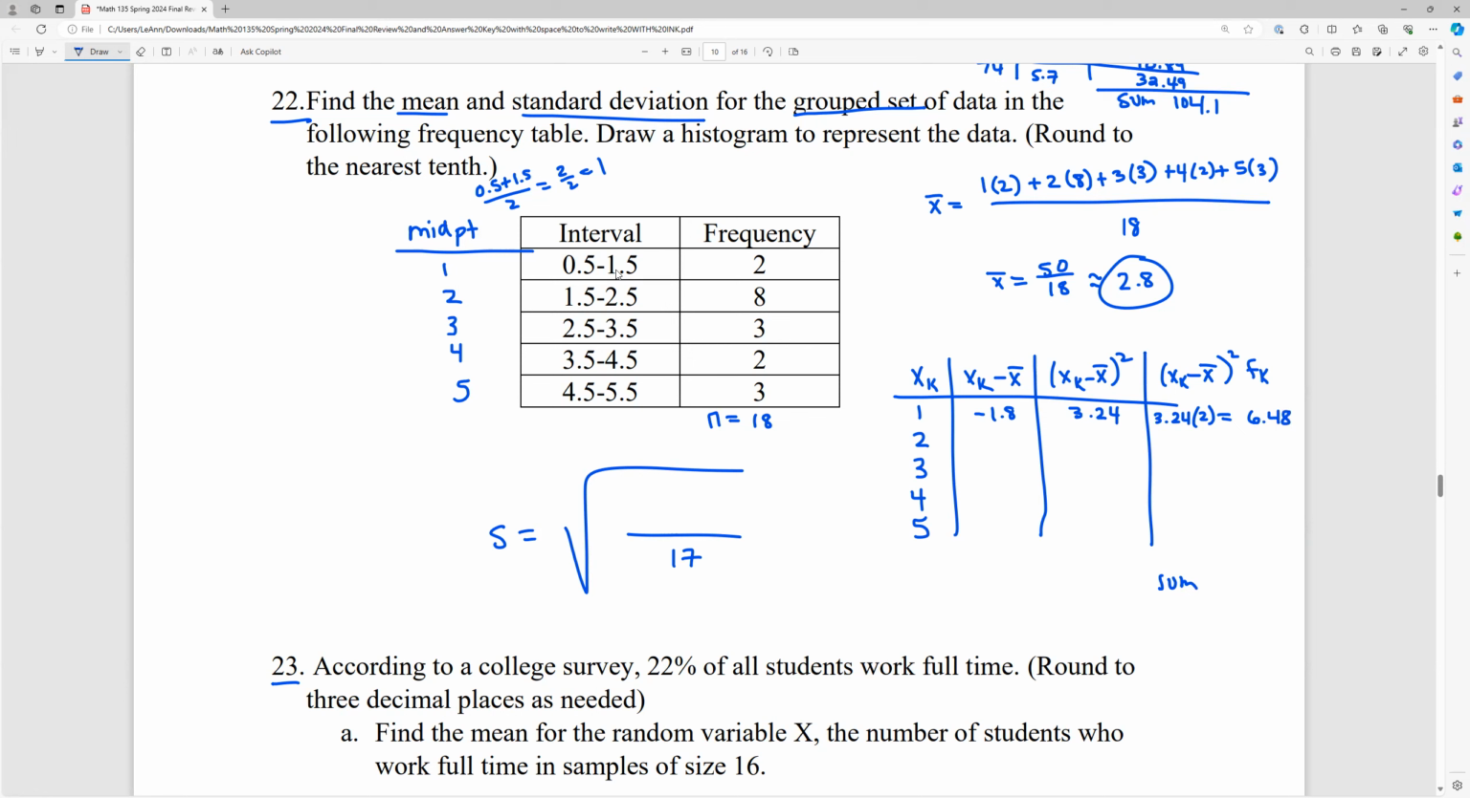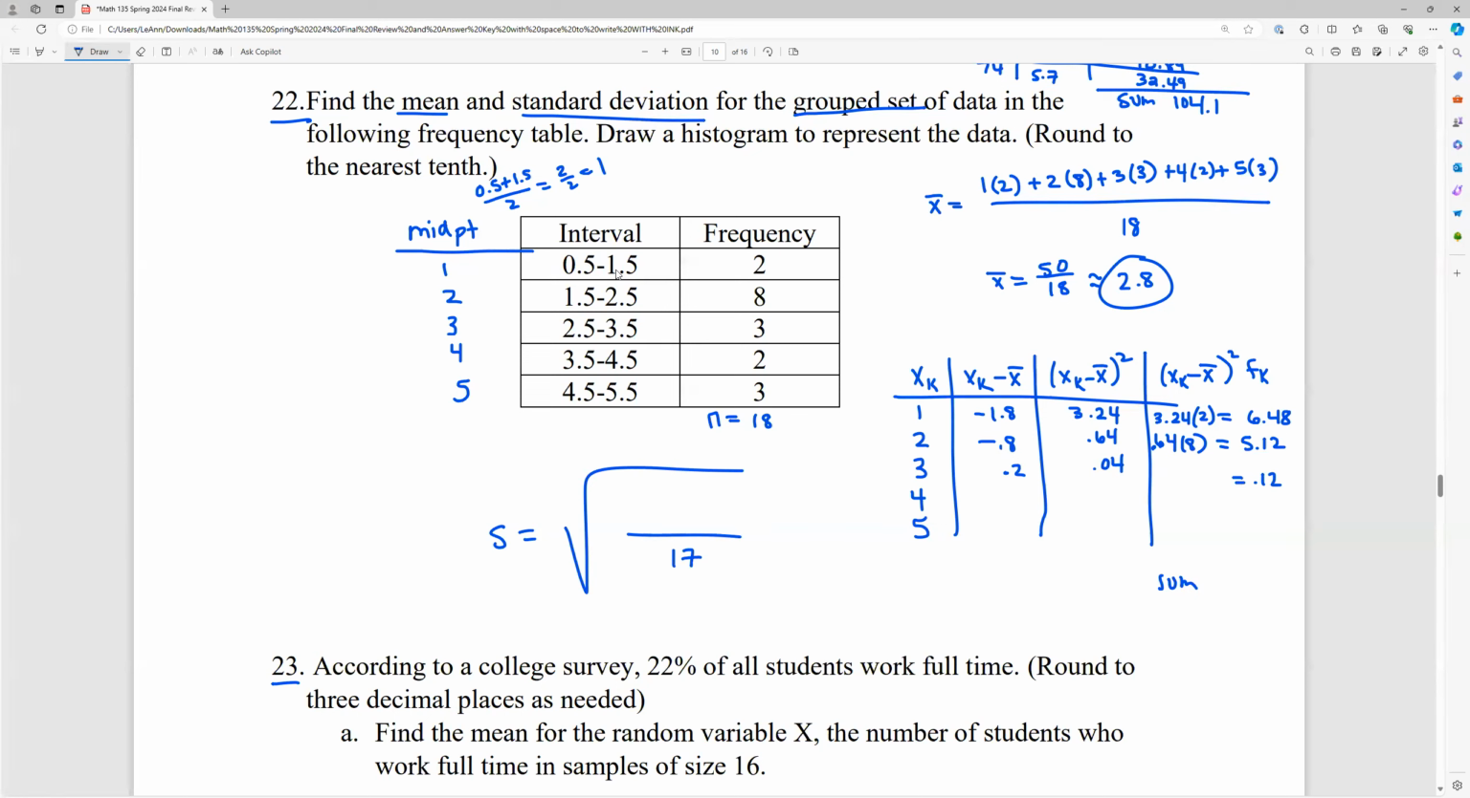Then I'm going to do 2 minus 2.8. That's going to be negative 0.8. We're going to square that. That's 0.64. We're going to times it by its frequency, which is 8. And that's going to be 5.12. So just for reference, I'm just going to show this one as well. Just so you know, we don't multiply by 2 every time. We multiply by the frequency. Okay. Then we're going to do 3 minus 2.8. That's going to be 0.2. We square that and we get 0.04. We multiply that by its frequency, which is 3. And that's going to give me 0.12.